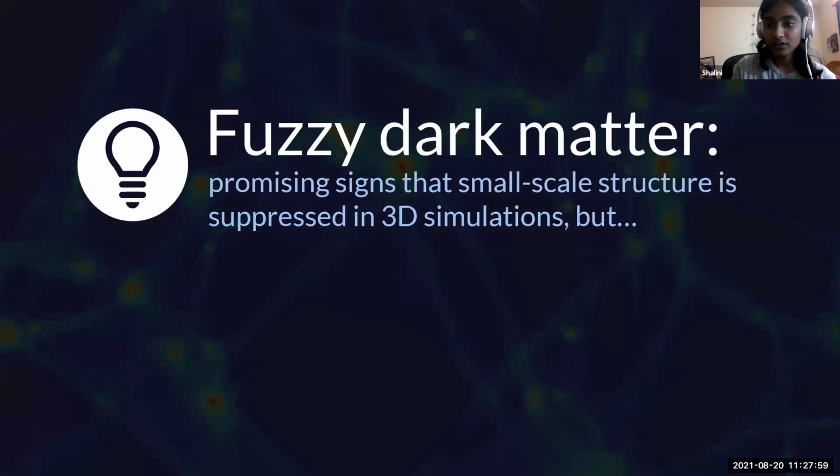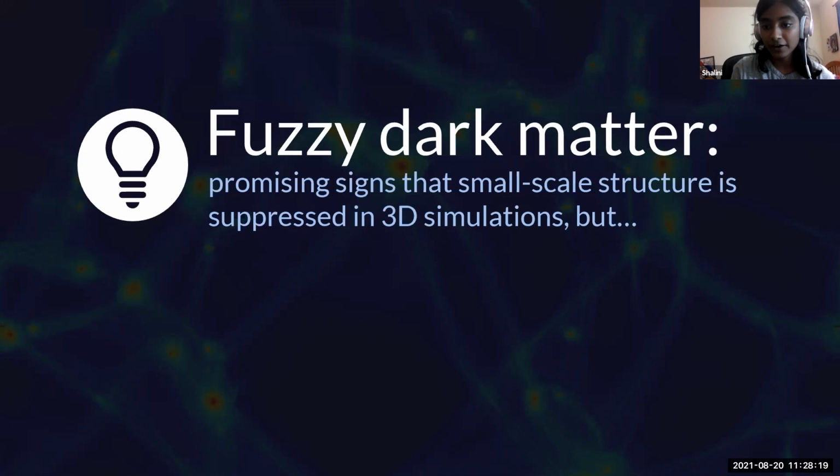But overall, there are a lot of promising signs that quantum pressure can suppress small scale structure formation through causing late and less compact collapse in halos. And we can also see some of these effects in the resulting halo mass function. But other than that, there is still a lot to investigate.